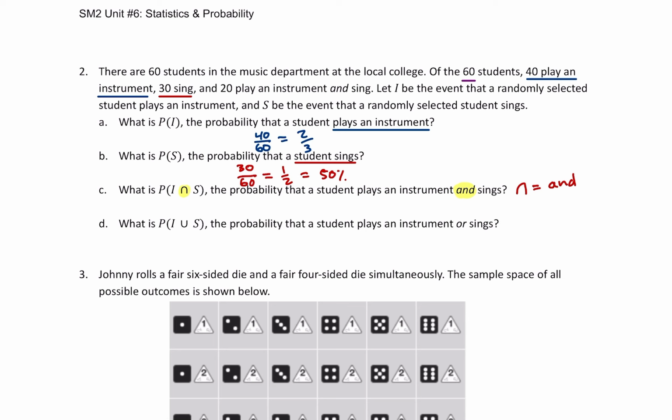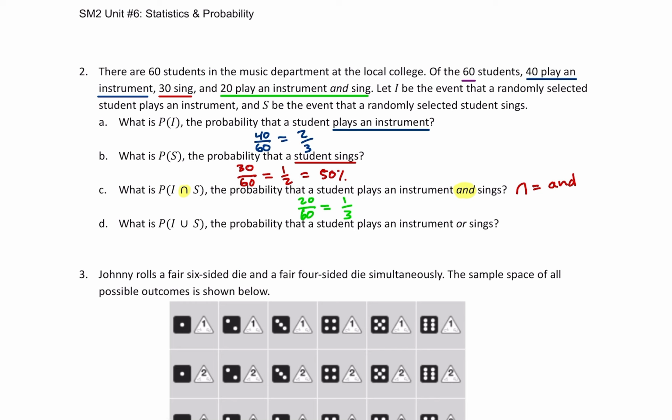Well, that's also told up here. It says 20 play an instrument and sing. So I've got 20 out of my 60 students who play an instrument and sing. Or in other words, 1/3 of them.